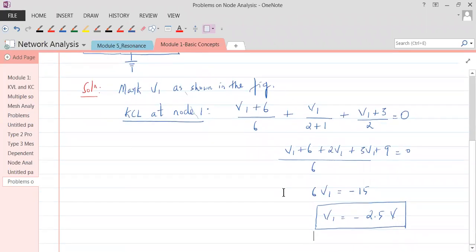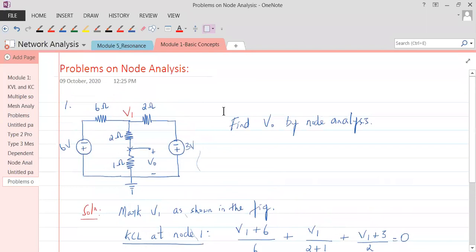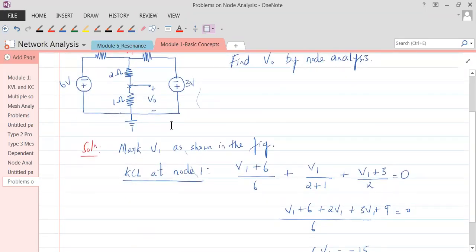Now, V1 is minus 2.5, but this is not what they asked us. They asked us to find V naught. So how can we find V naught? V naught is the voltage across 1 ohm. Now, how is the voltage across 1 ohm given? V is equal to IR. Everybody understand this? We know R. Do we know the I flowing through this branch? Which is the current flowing through 1 ohm?